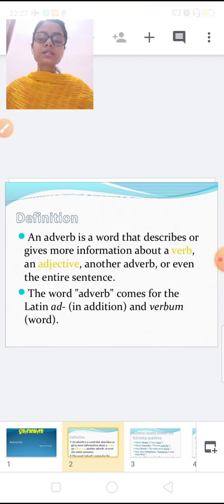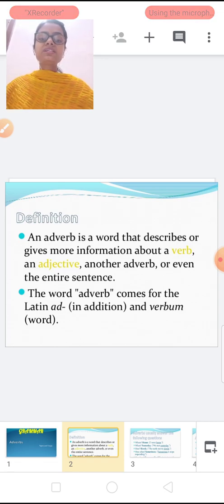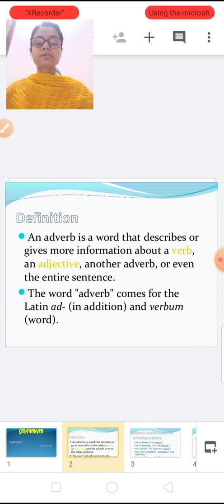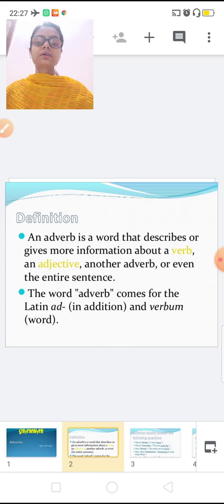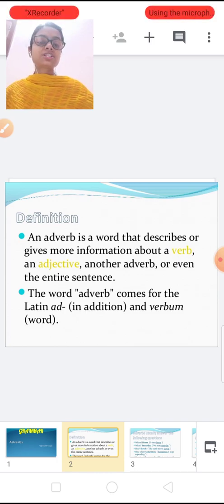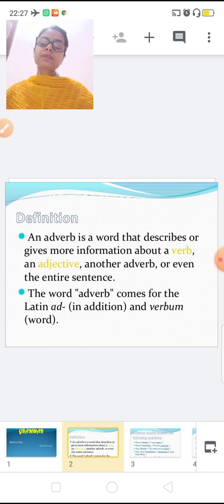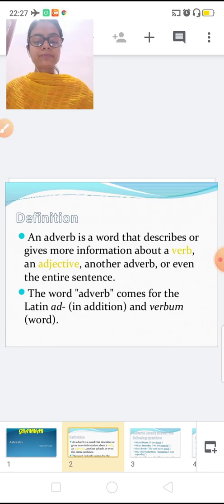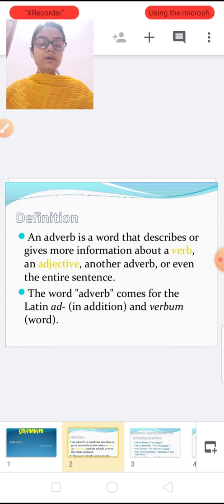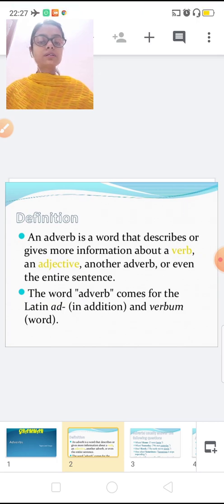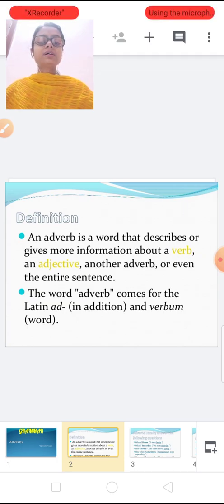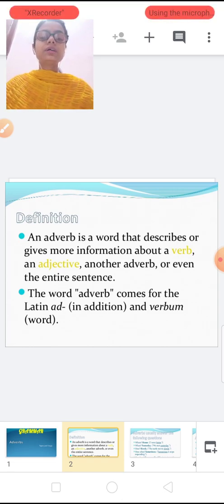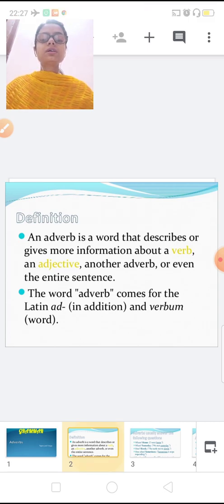So basically what is adverb? An additional word which describes or gives more information about a verb. Verb, everybody knows that you can say the verbs are the action words. An adjective which describes the noun or pronoun, another verb, or sometimes the entire sentence. Adverb is a word which comes from Latin, where add means in addition of the word. So here we have some simple and clear definition about adverb.